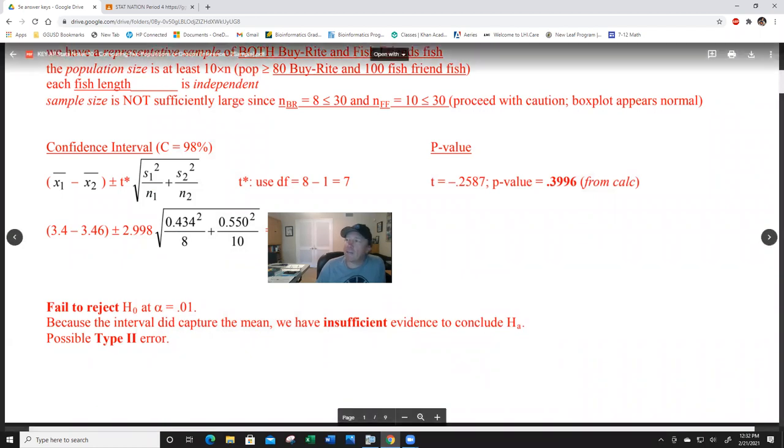Just as a reminder, we've gone over this. This is a possible type 2 error. Fail to reject goes with a possible type 2 error, meaning the fish could be different in length, but we didn't detect that with this study. Okay. Two sample T test. Pretty easy. Let's do another one.